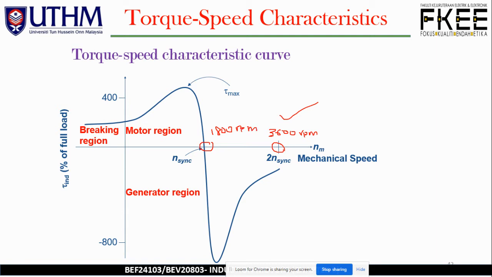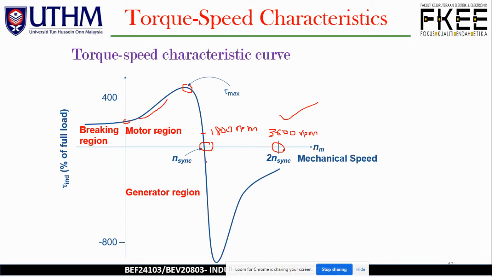Okay, so you can see here, this is again the starting torque. So we have the pull-up torque over here. This is the pull-out torque. And again we have the 100% over here, the full load torque, before it comes to zero torque at N sync.